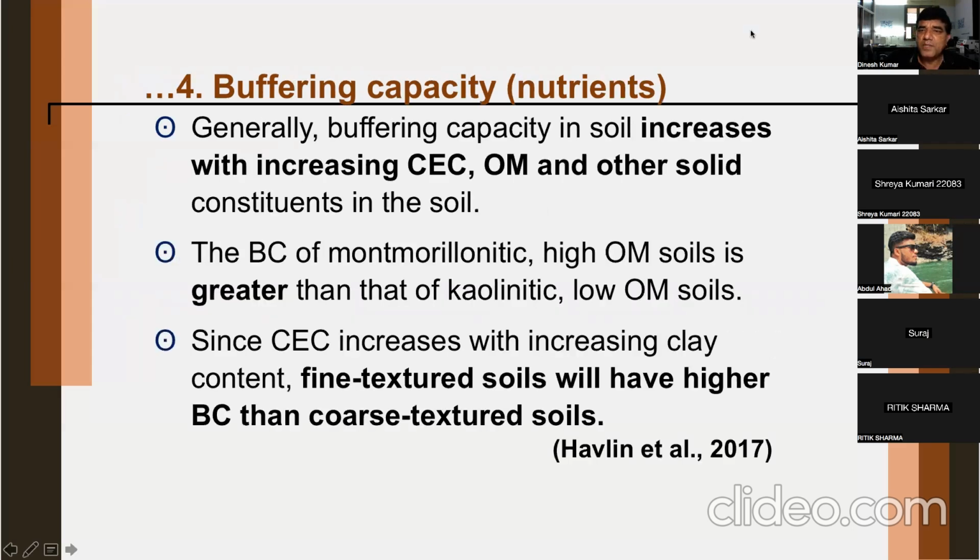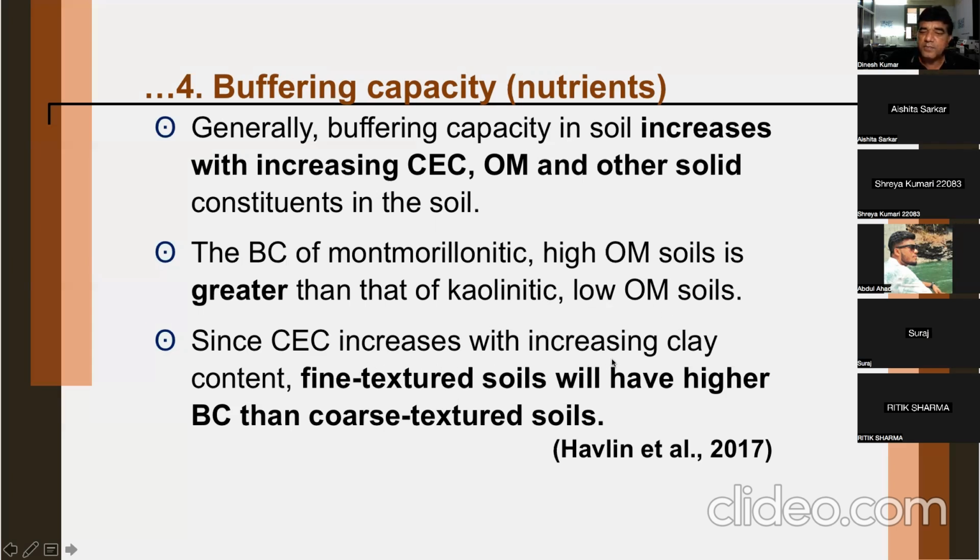So generally buffering capacity in soil increases with increasing CEC. Higher the CEC, higher is the buffering capacity, with higher organic matter and other soil constituents. Buffering capacity of montmorillonite clay, high organic matter soil is greater than that of kaolinitic, low organic matter soil. So you can see the buffering capacity is more when you have higher montmorillonite clay and higher organic matter than the kaolinitic and low organic matter soils.